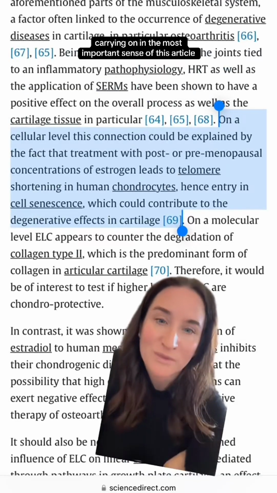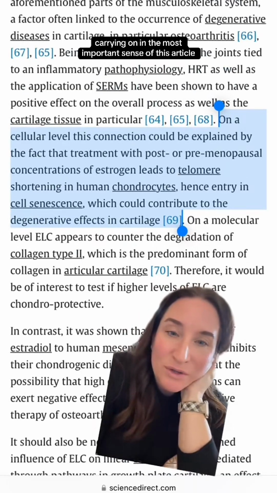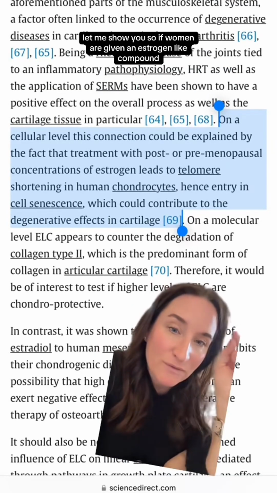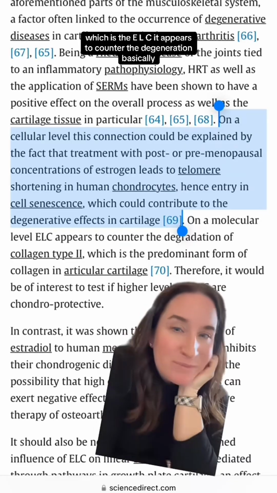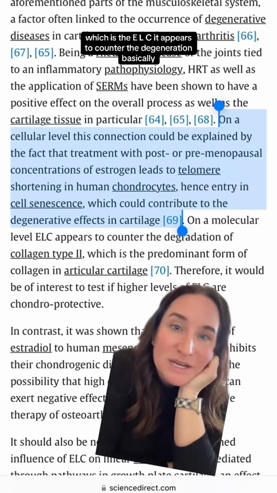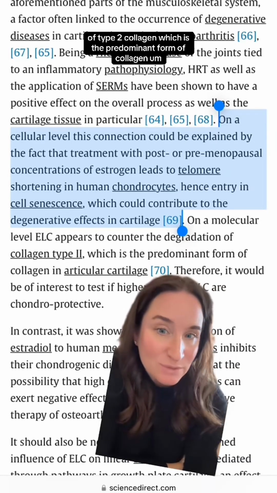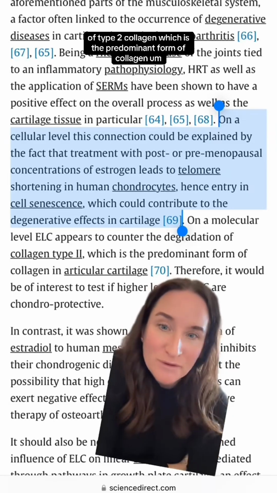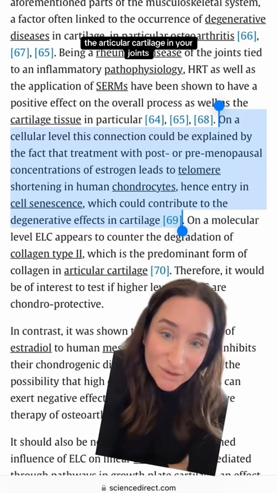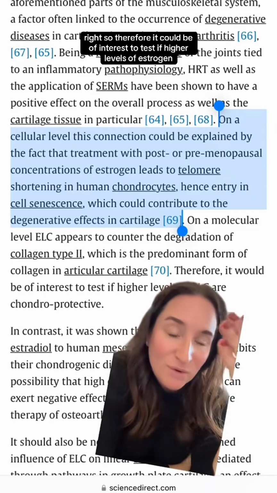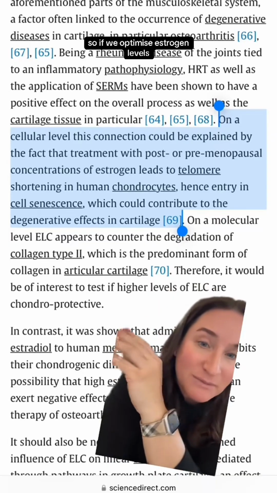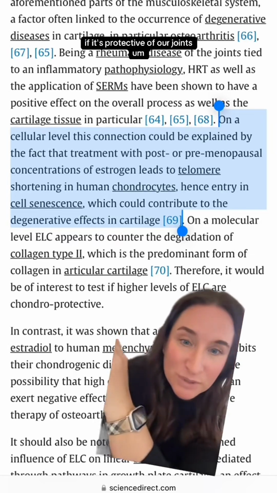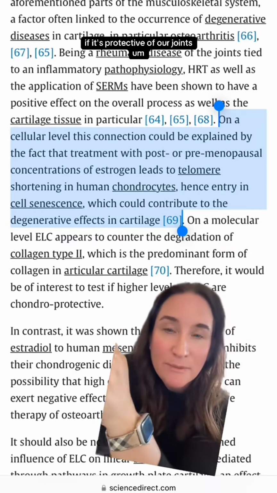Anyway, carrying on. In the most important sense of this article, let me show you. If women are given an estrogen-like compound, the ELC, it appears to counter the degeneration of type 2 collagen, which is the predominant form of collagen in the articular cartilage in your joints, right? So therefore, it could be of interest to test if higher levels of estrogen, so if we optimize estrogen levels, it's protective of our joints.